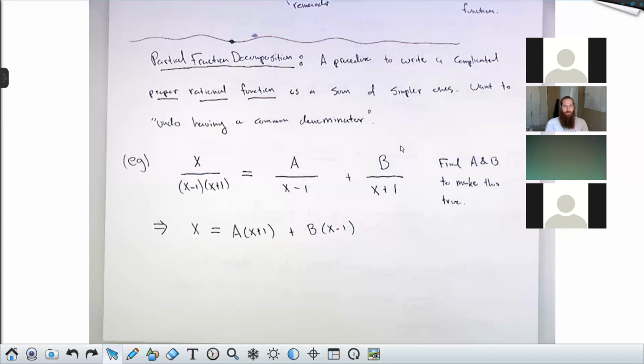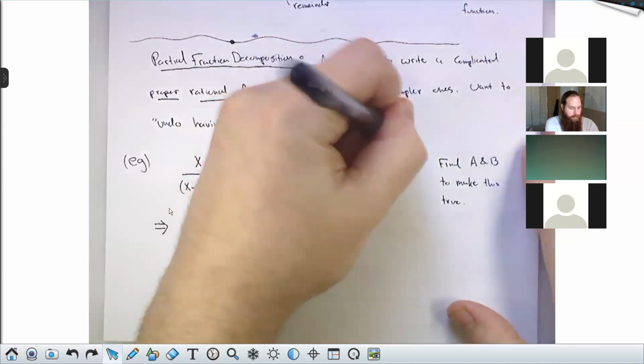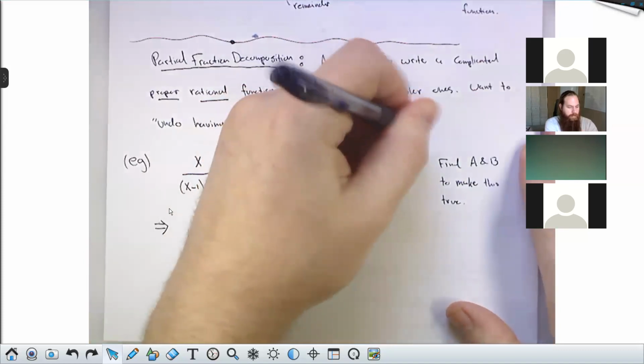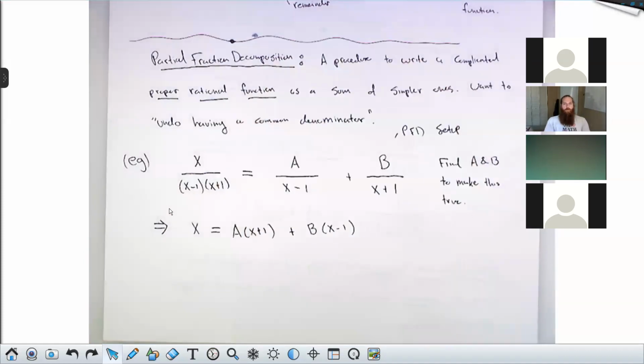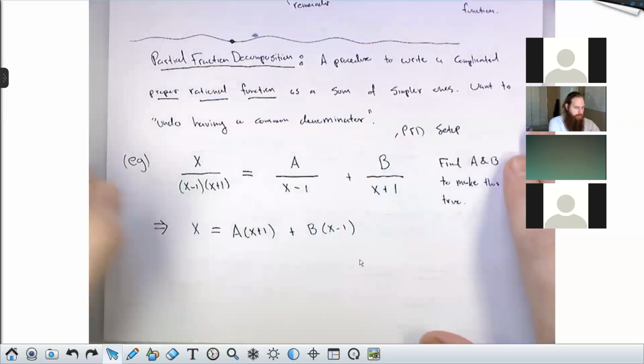So after your PFD setup, that's the name of this line. This is called the PFD setup, where you express your rational function as a sum of simpler ones without knowing those numbers, a and b. Once you have your PFD set up, you cross multiply to get rid of all the denominators. You kill the denominators.